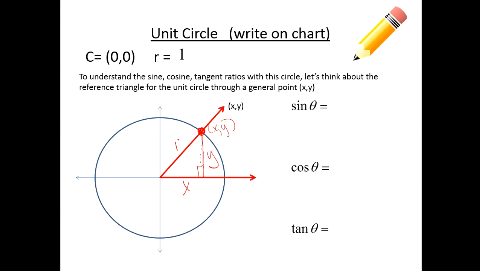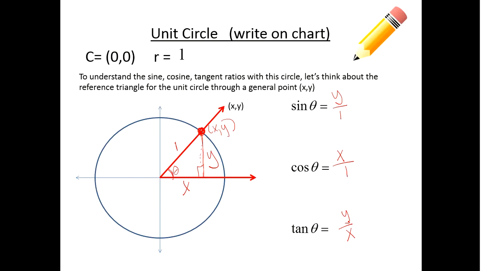So how can I say what sine, cosine, and tangent is? Well, if this is my theta, sine would have to be opposite over hypotenuse, or y over 1, right? Cosine would have to be adjacent over hypotenuse, which is x over 1. And tangent of theta is going to be y over x, or opposite over adjacent. That is what you're going to want to keep in your mind when we start using the unit circle.